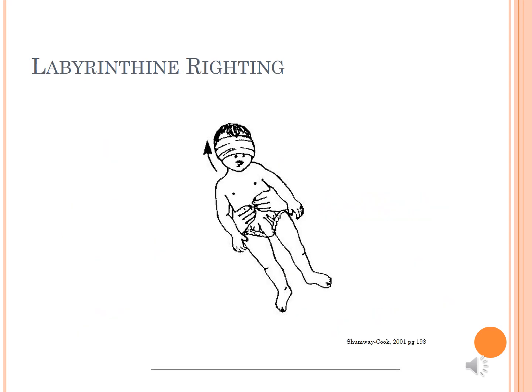Again, this just shows a picture of the labyrinthine righting. The optical righting would be the same thing with the baby's eyes open, tipping them towards the right, the head tilts towards the left in an effort to come back to midline.